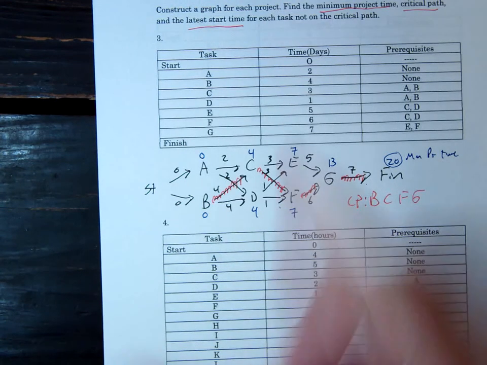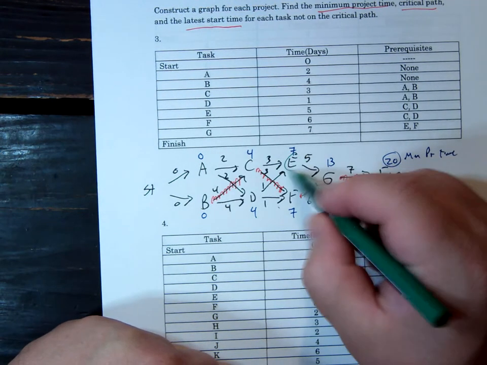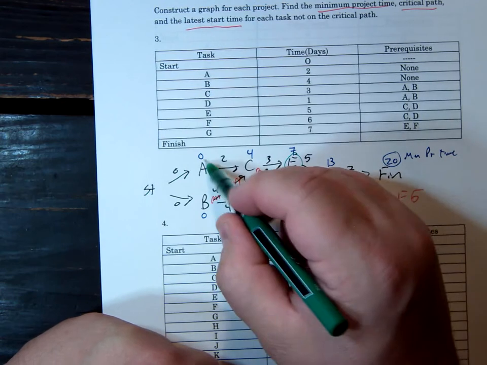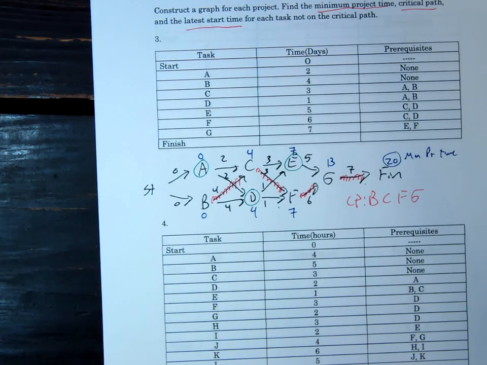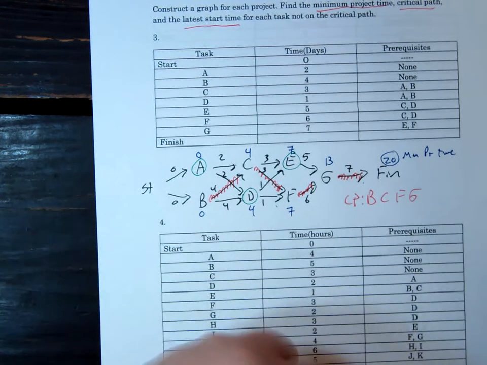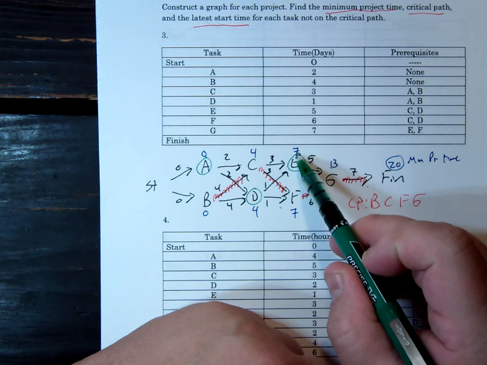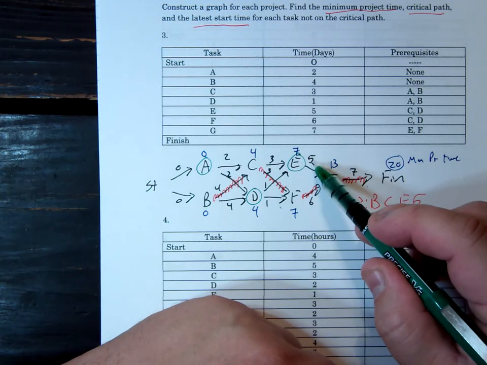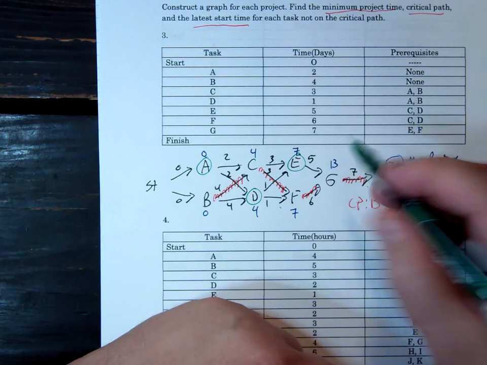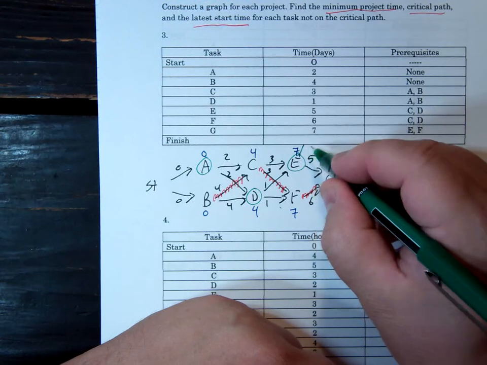Now, the latest start time is the idea that if you're not on the critical path, like E is not on the critical path, D is not, and A are not, then you can start later than required and still get the project done on time. If that were not true, you are part of the critical path. So what that's saying is he's going to get it after 7 days. He's got 5 days to finish it, and it has to be done by day 13. Well, 13 minus 5 is actually 8. So he could actually start it on day 8.